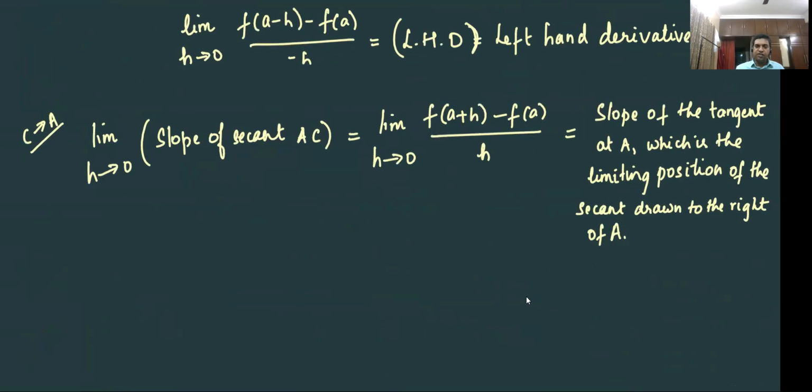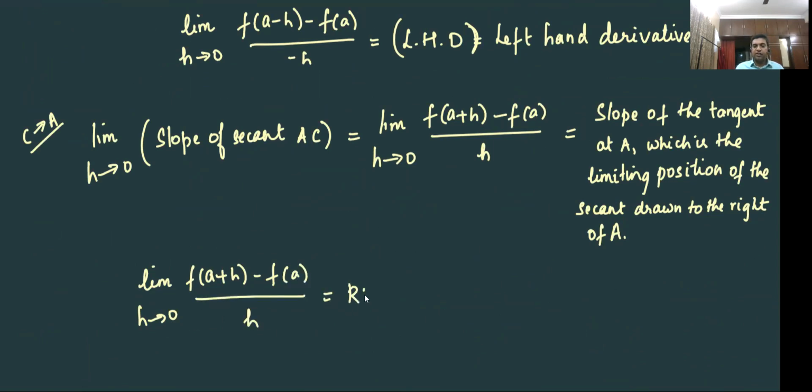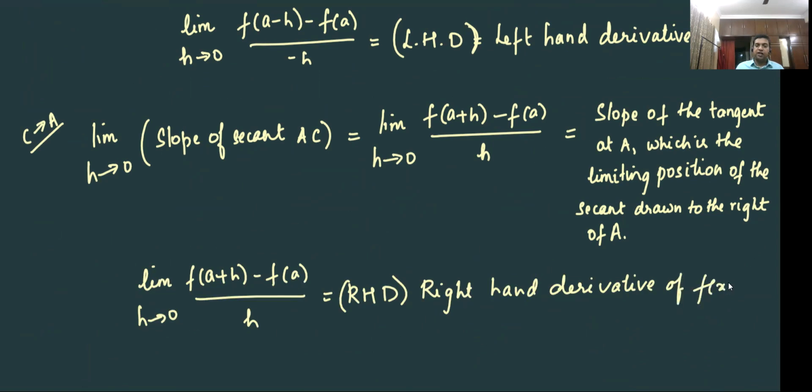So this limit h tending to 0, f of a plus h minus f of a by h is called the right hand derivative of f of x at a.